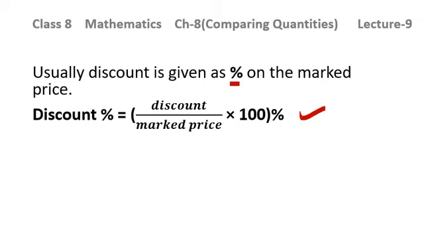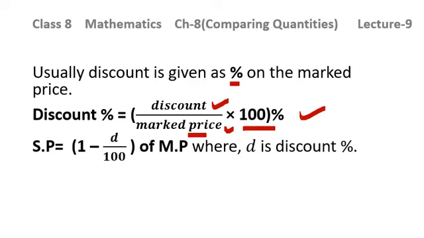If you need to find out the discount percentage, then simply write the discount in the numerator divided by the marked price, because discount is always calculated on the marked price. We always subtract the discount from the tagged price, that is the marked price. So that is why discount is always calculated on the marked price. Multiplying by 100%, you will get the discount percentage.